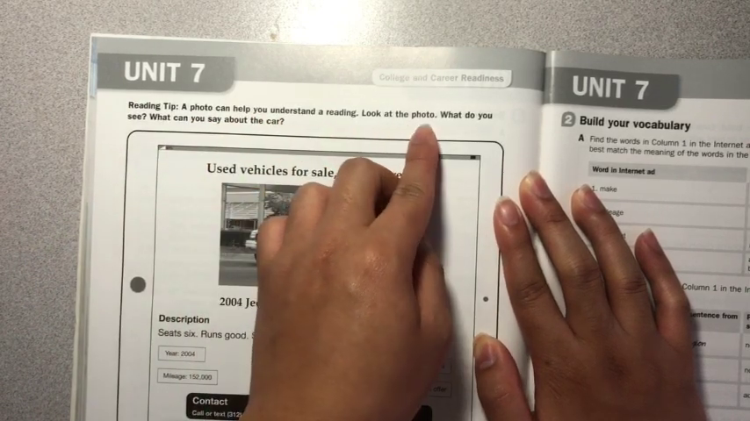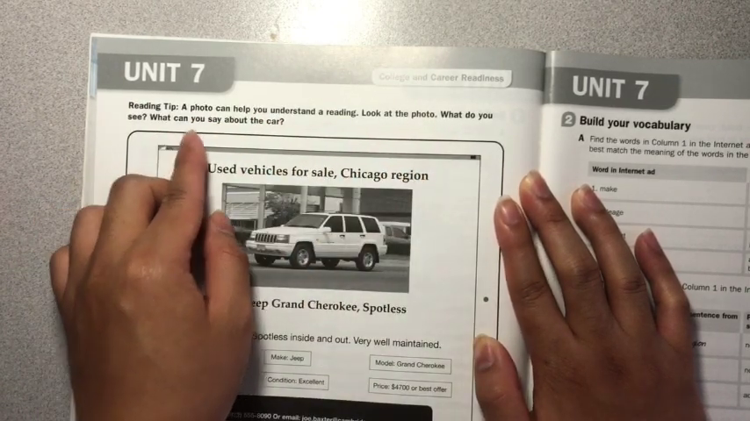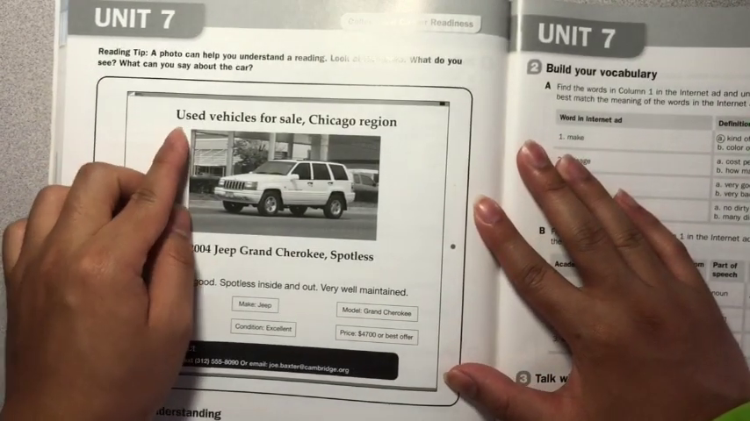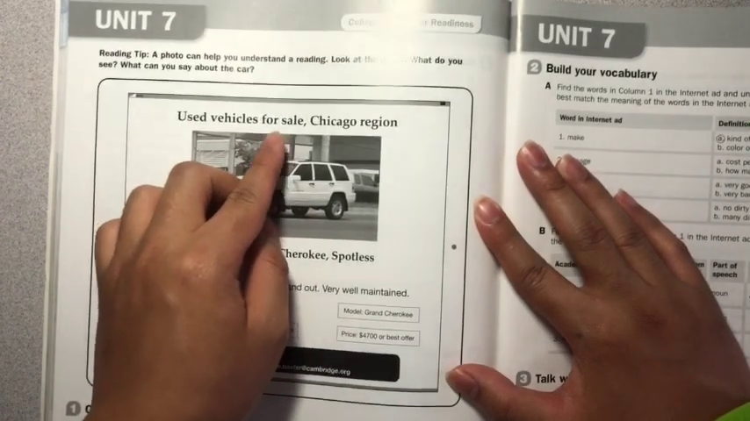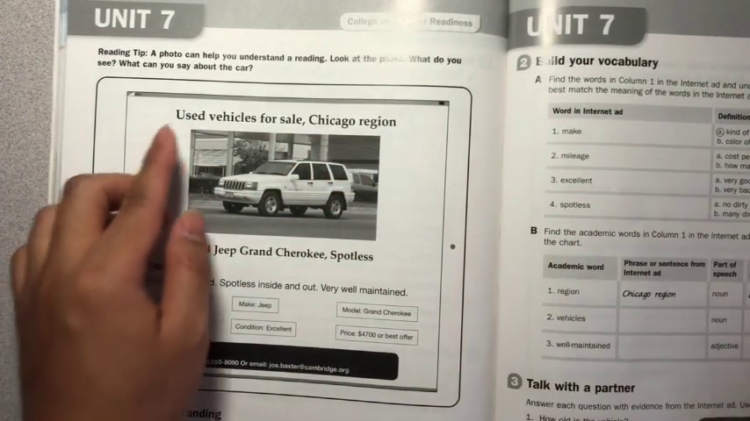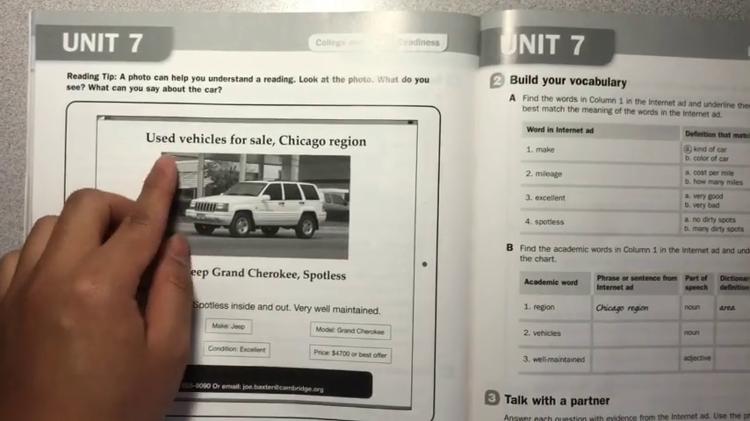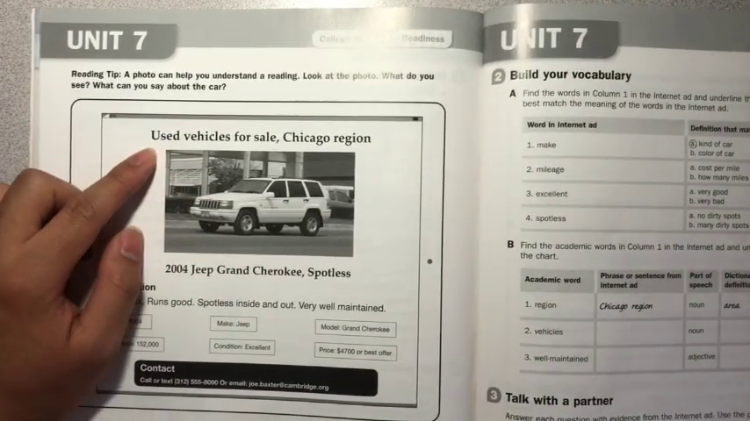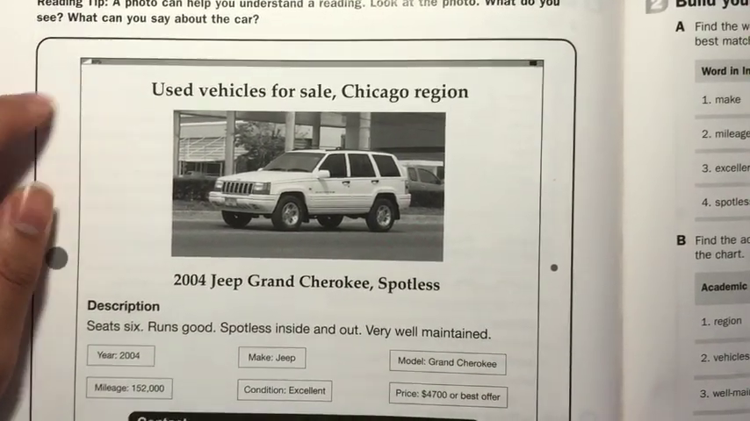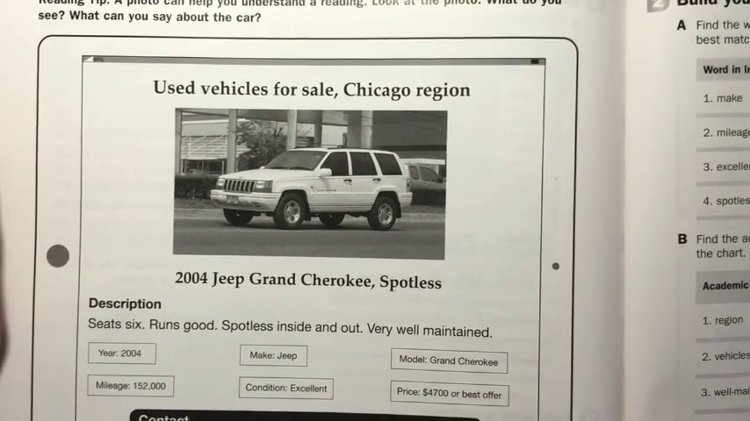Look at the photo. What do you see? What can you say about the car? All right, so let's see. The title says, Used Vehicles for Sale, Chicago Region. Okay, so we know used vehicle, used means this is an older car. This means someone already had the car before now. So they're selling the car again.